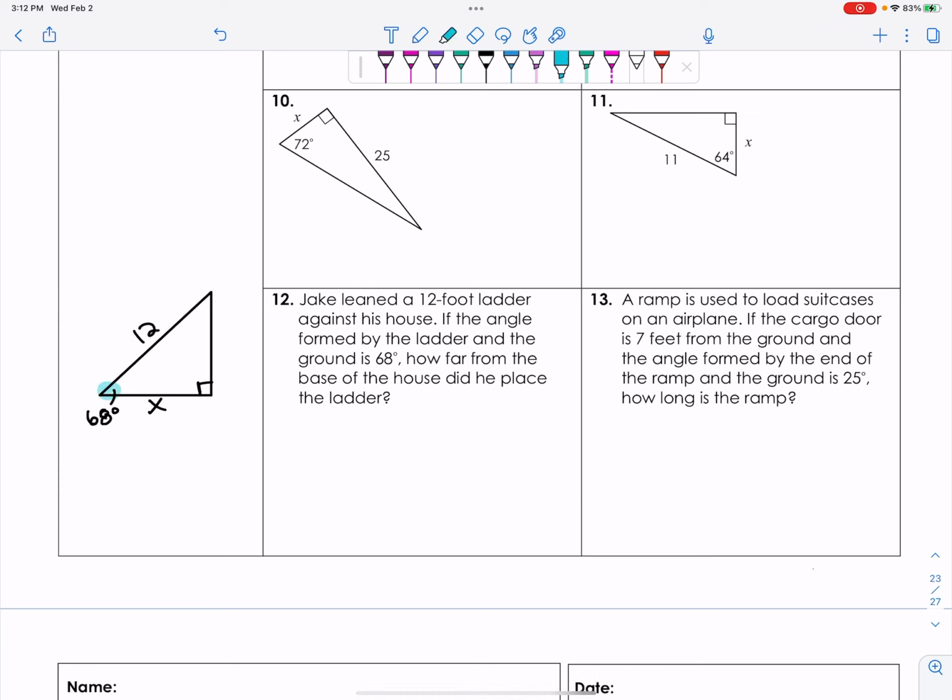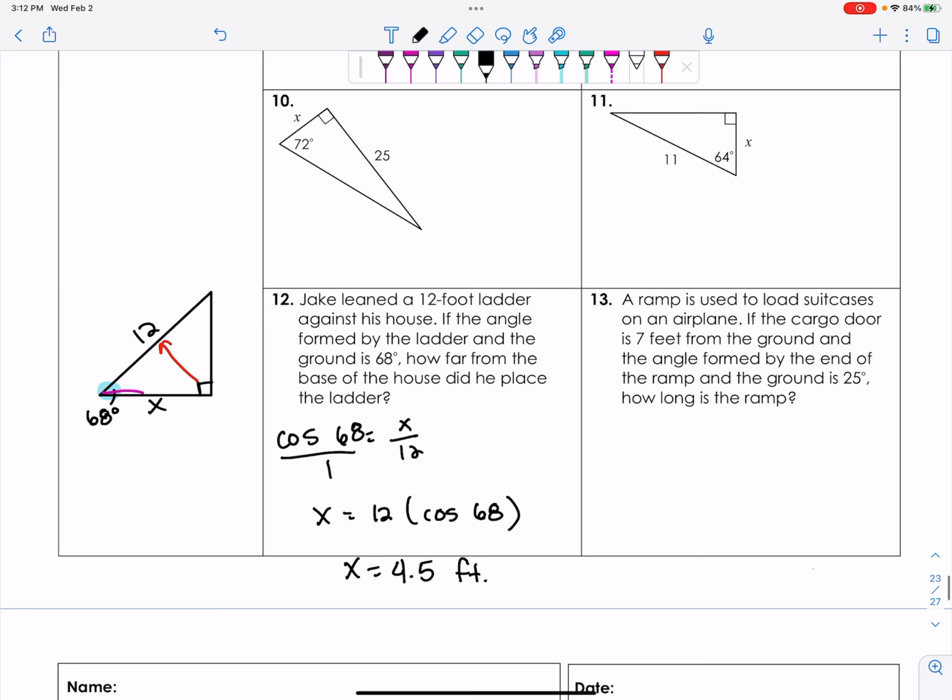So looking at what we have and what we need to find, here's my reference angle. I'm being given my hypotenuse, and I need to find my side adjacent. So that means I have to use cosine. So I'm going to say that the cosine of 68 degrees is equal to x over 12. Putting this over 1 and cross multiplying, x is equal to 12 times the cosine of 68. Putting that into our calculator, x is going to equal 4.5 feet.